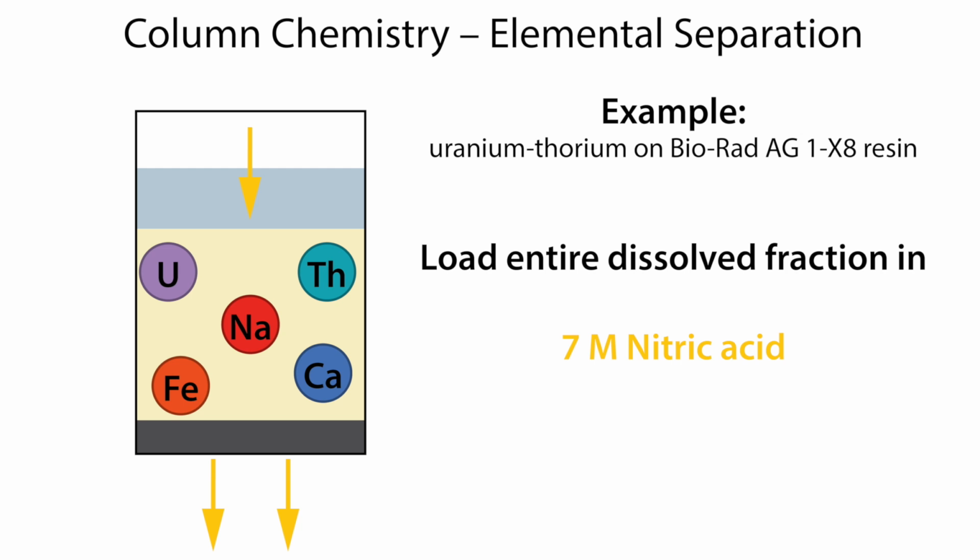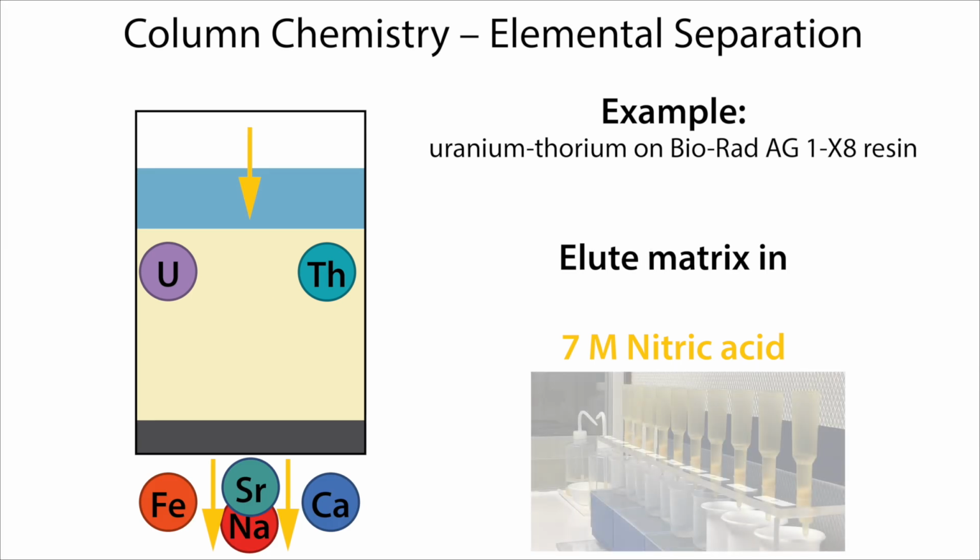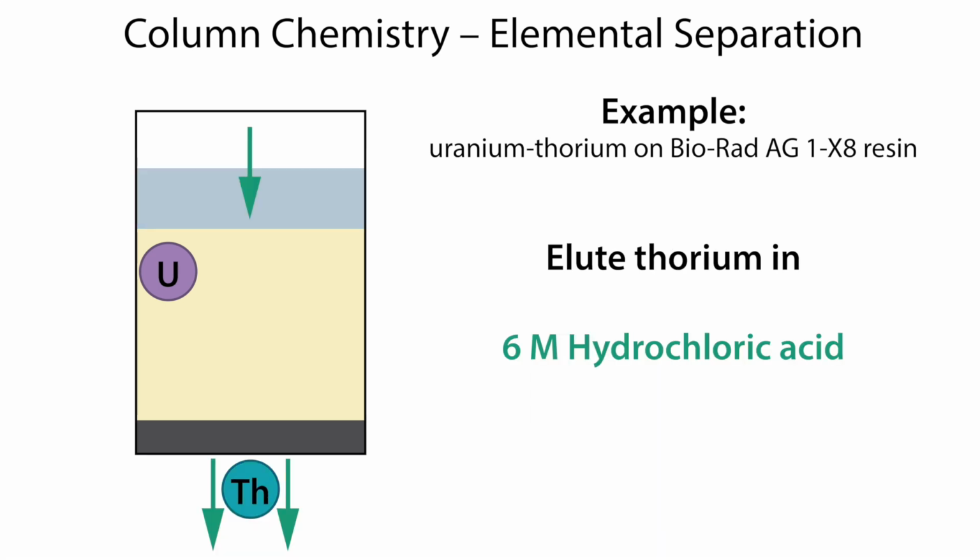While the loading acid is pipetted onto the column, only uranium and thorium stick to the resin in 7 molar nitric acid, while matrix ions, such as iron, sodium, and calcium, are lost with the elutant. Strontium atoms are also in the solution, so I will collect the solution in a beaker and save it for further purification on a different column. Then we switch to 6 molar hydrochloric acid, which releases thorium from the column. We collect this elutant because it contains our pure thorium separate.